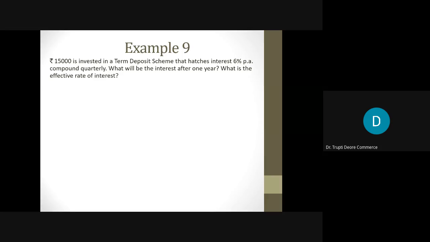Okay, Leela. It's a new sum. It is a sum on effective rate of interest. What we have seen, there are two types of rate. One is the normal rate of interest and the second one is the effective rate. Here, interest is given as 6% per annum, so it's a normal rate. And we have to find out the effective rate for the quarter, because they have given the condition as compounded quarterly.